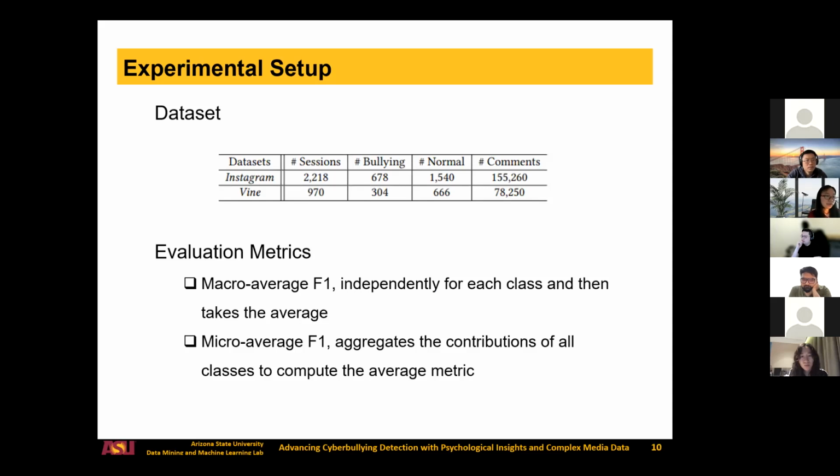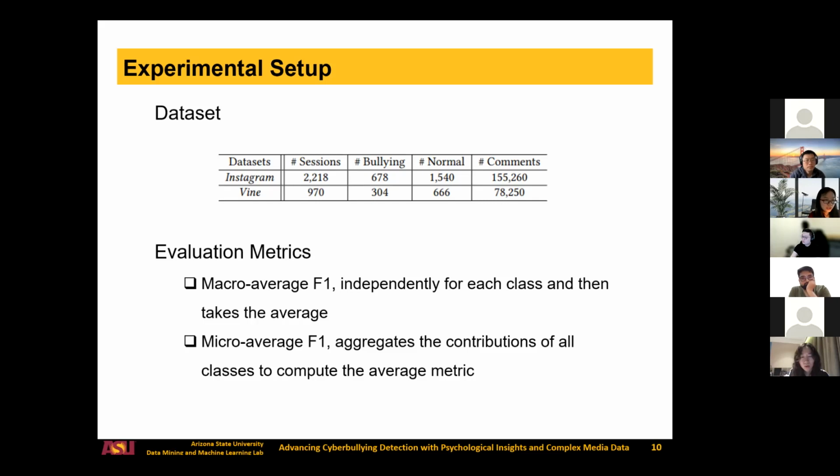The datasets we use are the two benchmark datasets for cyberbullying detection: the Instagram dataset and the Vine dataset. These two datasets have very similar data formats, but they are collected from different social media platforms. Also, as you can see, for the real-world datasets for cyberbullying detection, most of the sessions are non-bullying sessions. Basically, it's a very imbalanced dataset.